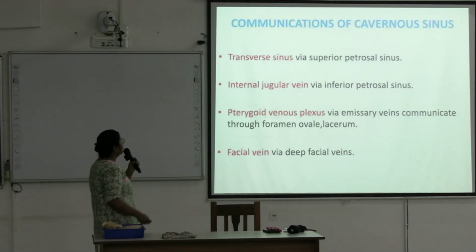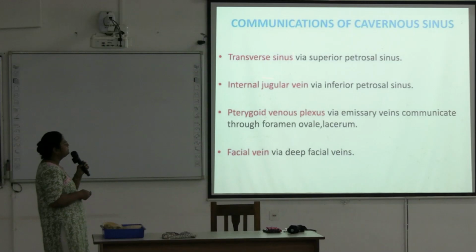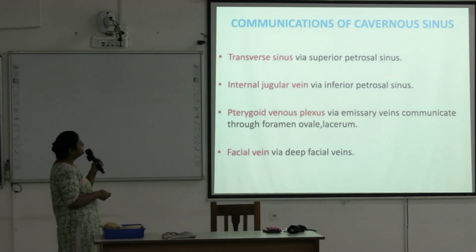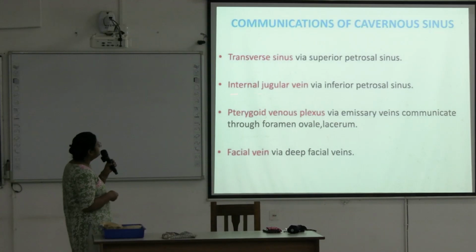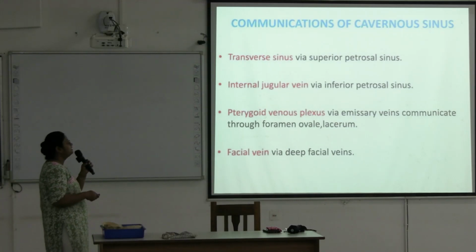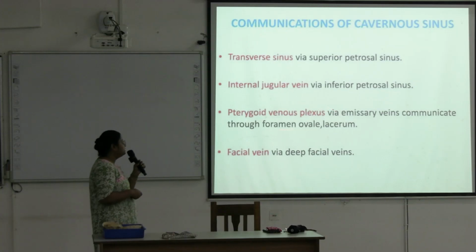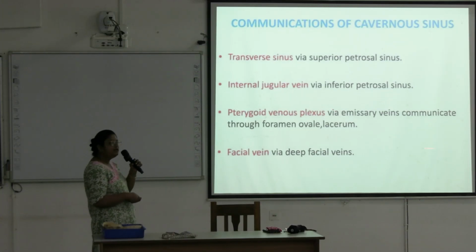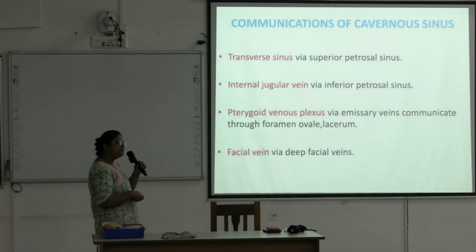Next. So what are the communications of cavernous sinus? It is connected to transverse sinus via the superior petrosal sinus, and it is connected to internal jugular vein via the inferior petrosal sinus. And pterygoid venous plexus via emissary veins communicate through foramen ovale and lacerum. And it is connected to facial vein via deep facial vein.